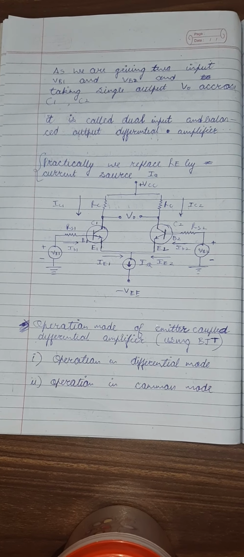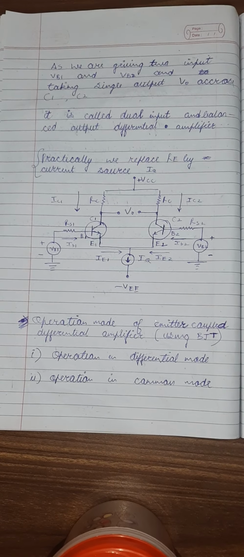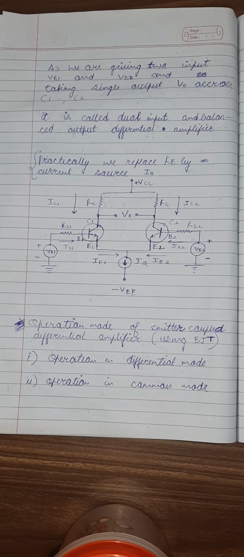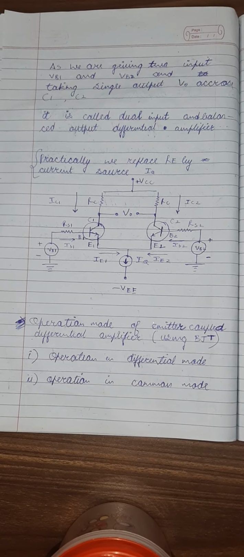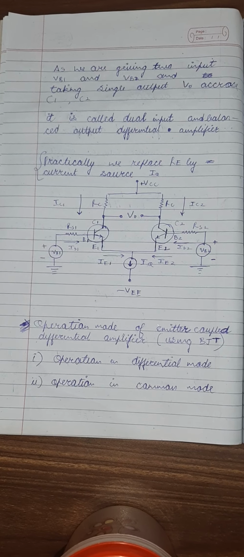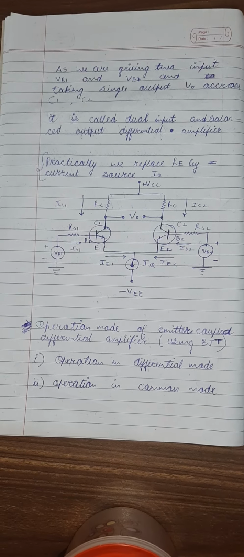We are calling it dual input and balanced output because we are taking two inputs, in the form of VB1 and VB2, and we are taking only a single output, called VO. And VO, I repeat again, is the difference of the output observed at C1 and the output observed at C2. The C1 output is due to transistor Q1, and the output at C2 is due to transistor Q2.